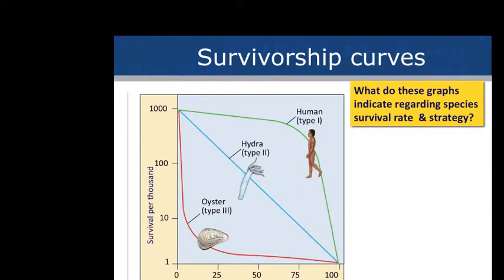at survivorship curves. And so we have type 1, type 2, type 3. And this is basically what do these graphs indicate regarding species survival rate and strategy. So how do you attempt it?